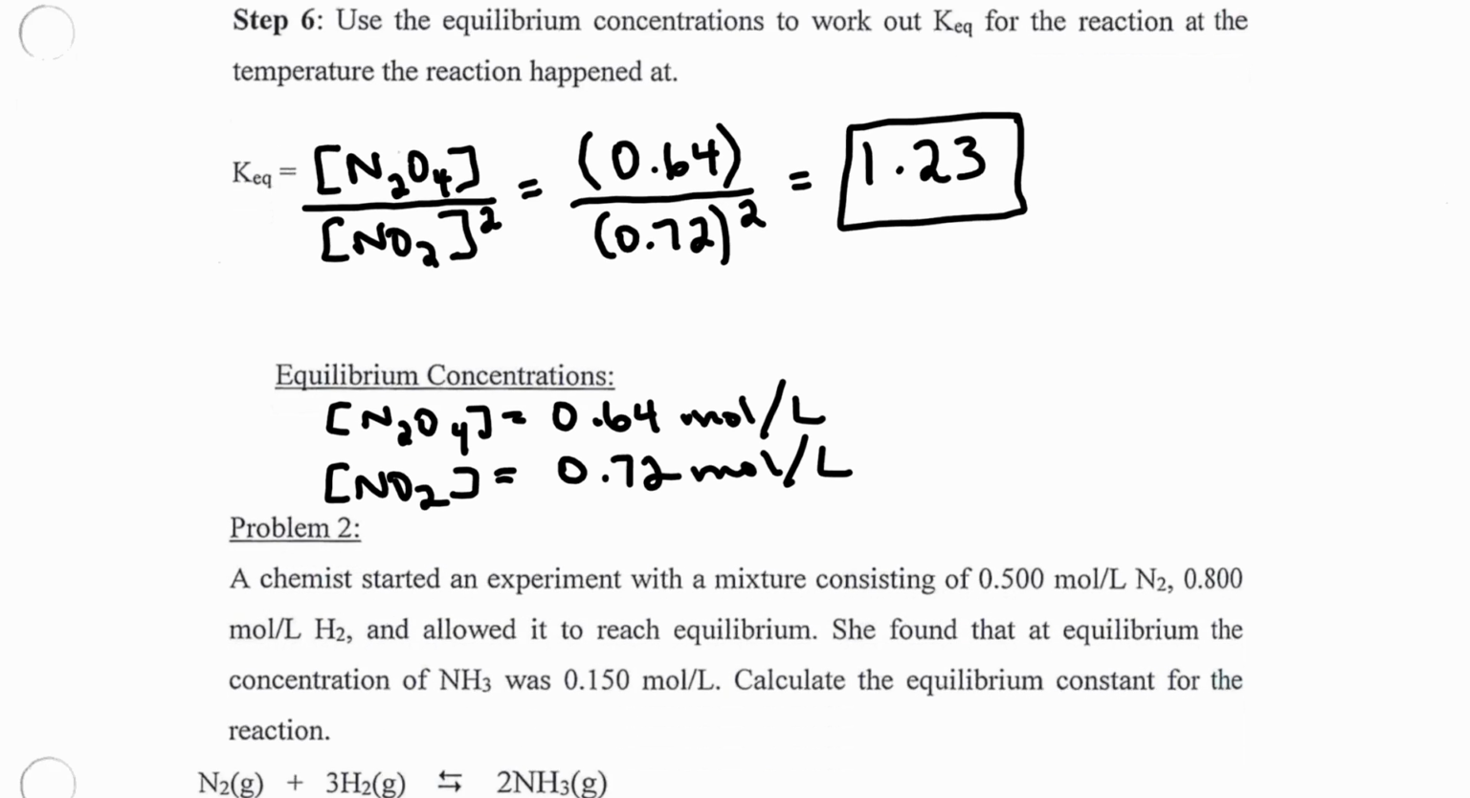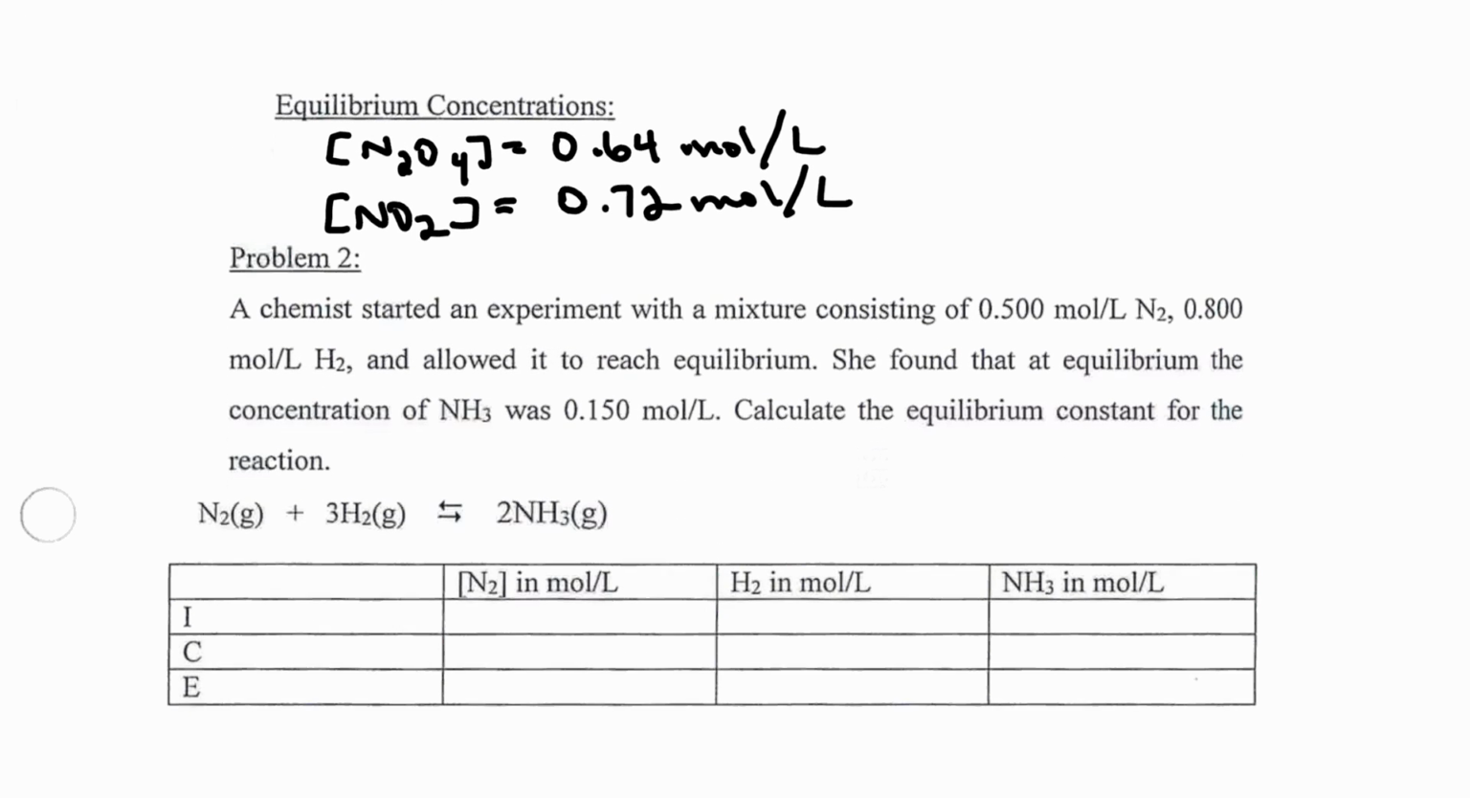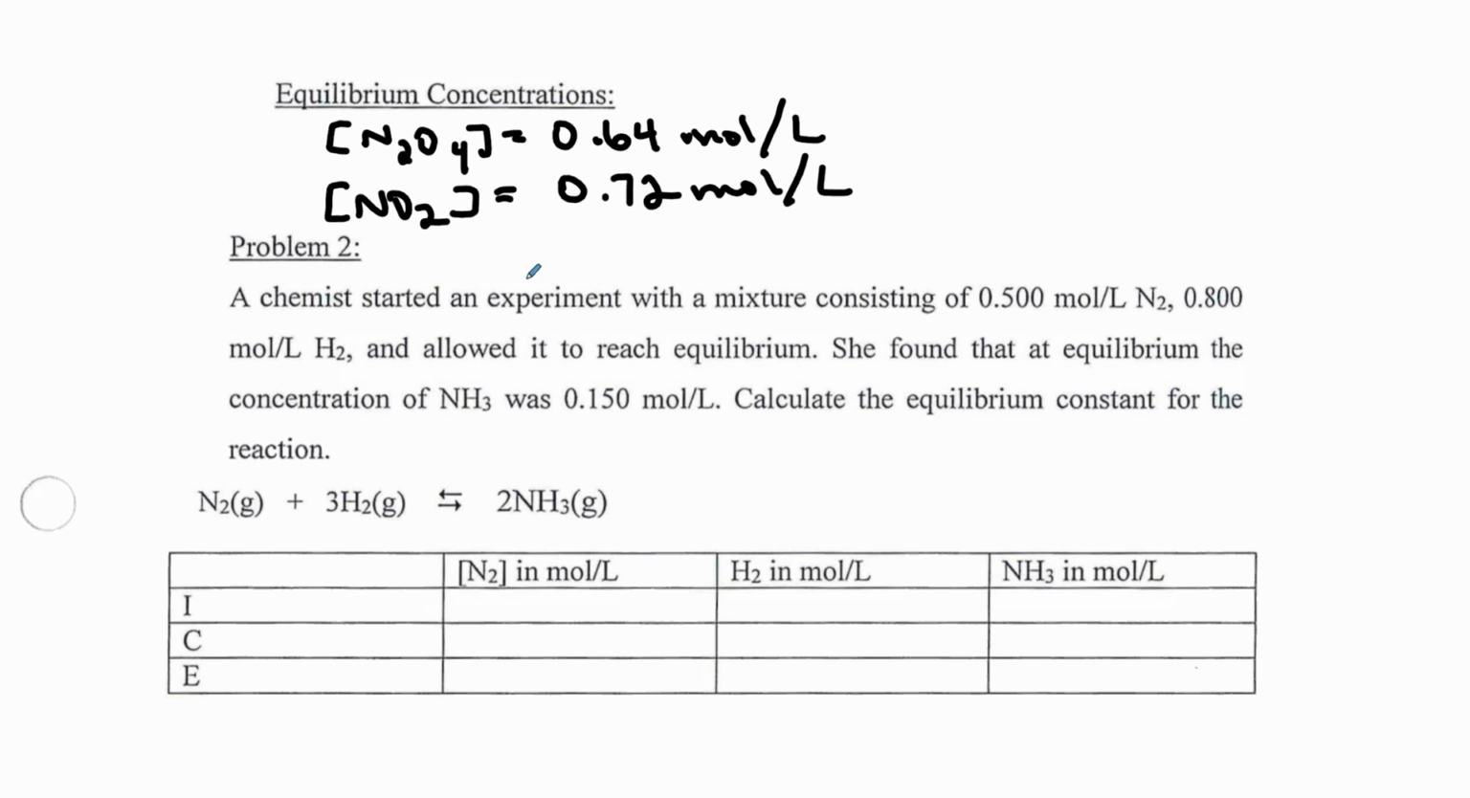Okay, so let's just do a couple more examples until you get the hang of it. So we've got an experiment, and it started off with a mixture consisting of 0.5 mole per liter N2, 0.8 mole per liter H2, and it was allowed to reach equilibrium. The chemist found that at equilibrium, the concentration of NH3 was 0.15 moles per liter. Calculate the equilibrium constant. Okay, so here's our reaction.